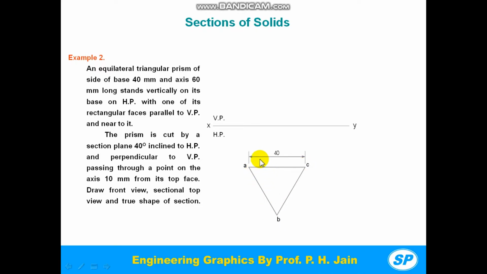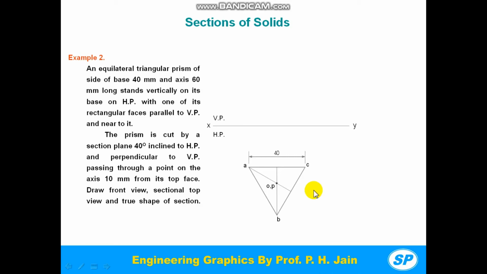Equilateral triangle of side 40 mm with one of the sides AC, means here there is a rectangular face AC, which should be parallel to VP and near to VP. So in this way we have to draw the triangle. Then mark the center point of this triangle by joining one of the corners with the opposite side of that corner. Similarly, join another corner with the opposite side of that corner. So the intersection point is the center of this triangle, which is the axis OP in top view. So this is the complete top view of the prism.